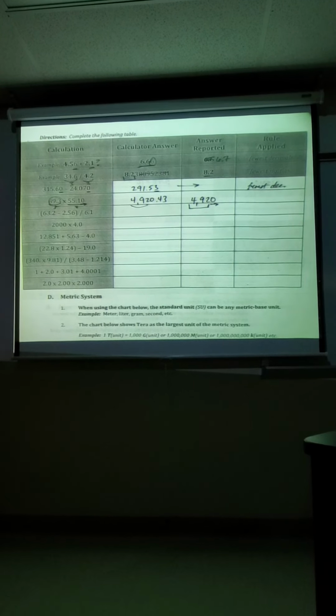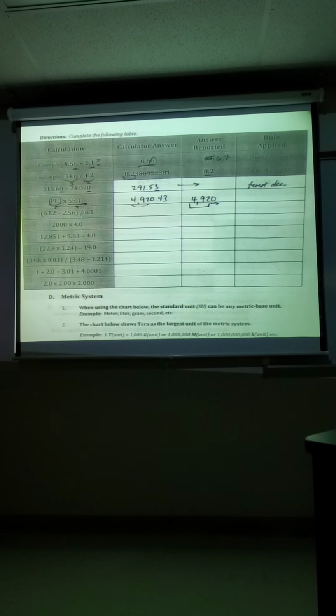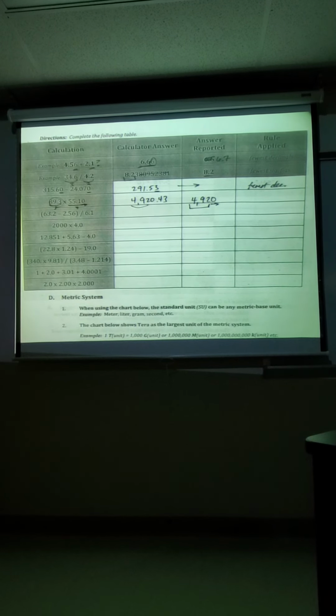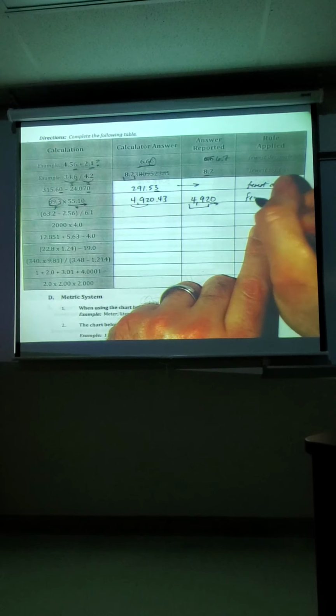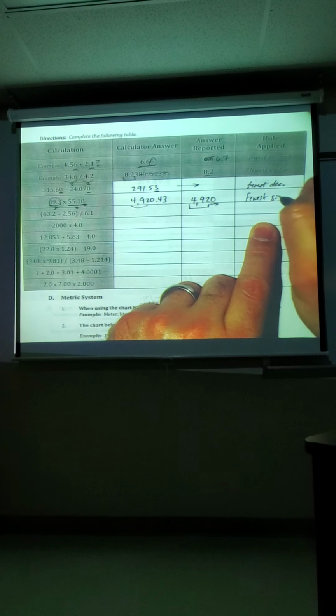So take a few minutes to try the rest of this. Just remember PEMDAS rules as you're doing your mathematics. And again, this was fewest sig figs.